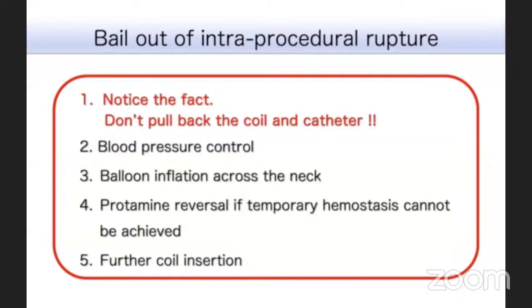What you should do at first is blood pressure control. Balloon catheter is very useful for temporary occlusion of aneurysmal flow. If temporary hemostasis cannot be achieved, protamine reversal should be done, and you should do further coil insertion to get hemostasis.